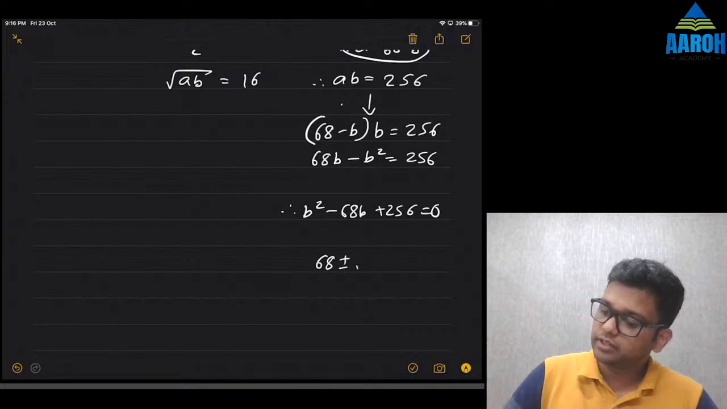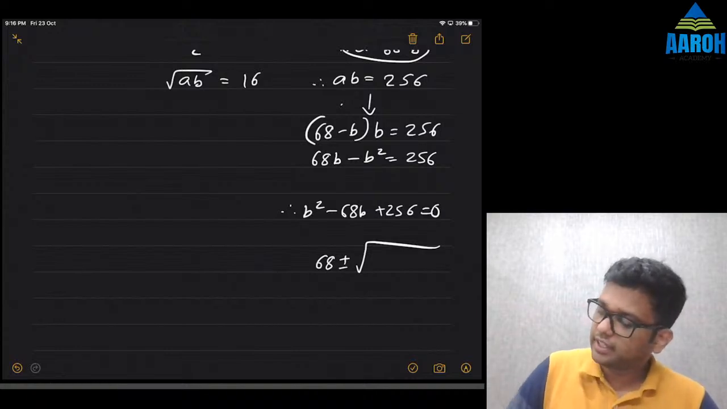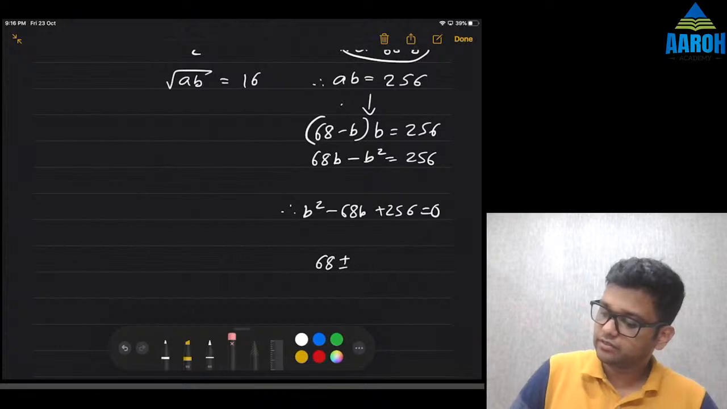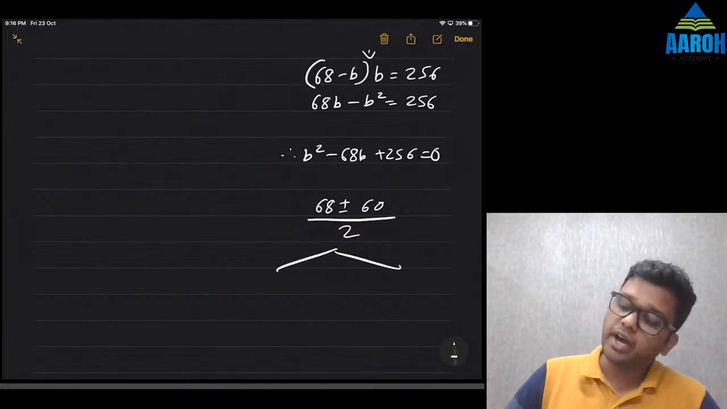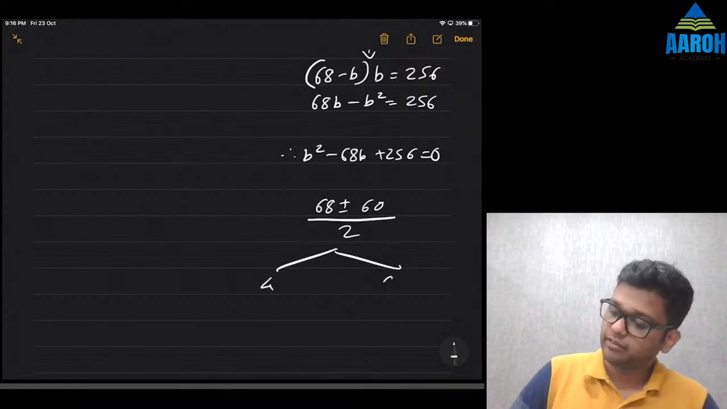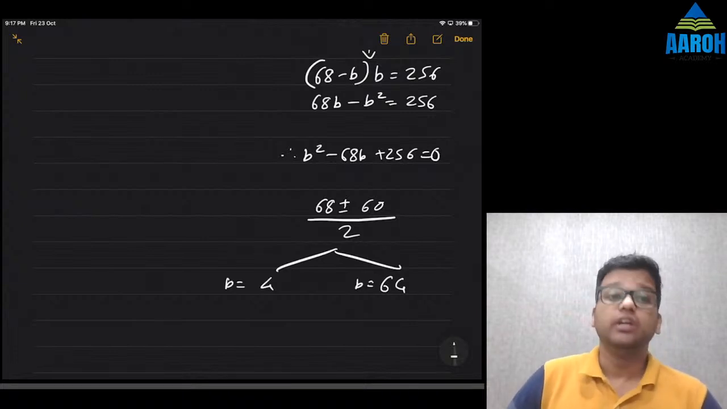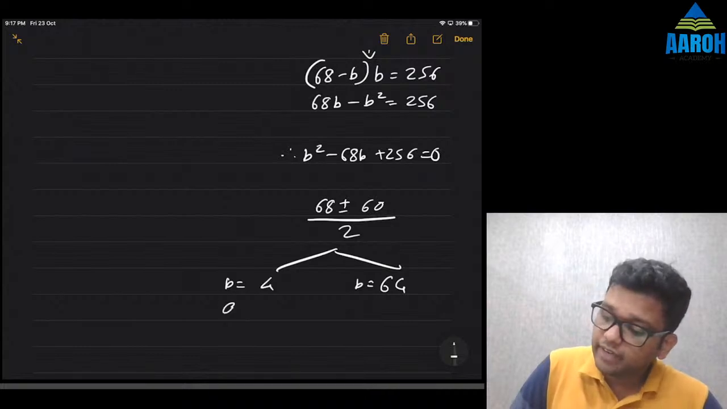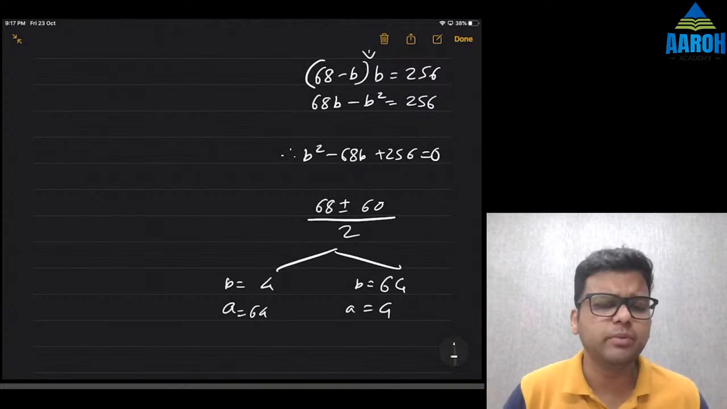Minus b plus minus square root of b square minus 4ac, that comes to root of 3600, so that is 60, upon 2a. So two answers should be 68 minus 60 by 2, which is 4, and 68 plus 60 by 2, that is 64. Either B is 4 or B is 64. You can check, if B is 4 then A will be 64, and if B is 64 then A will be 4, because we know that A plus B is 68, right?